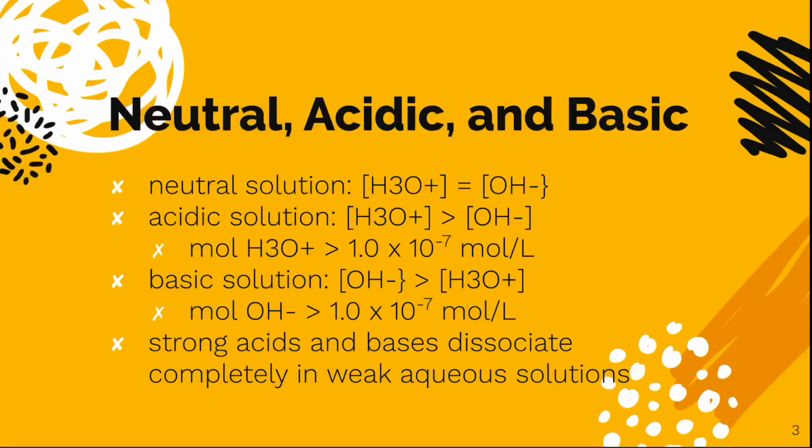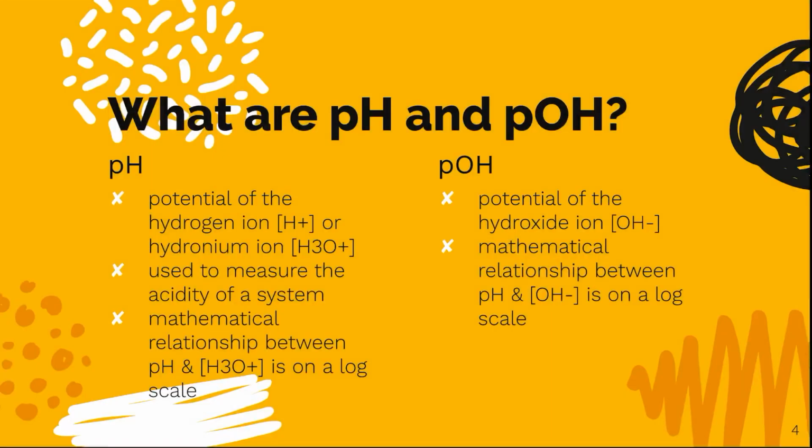Strong acids and bases dissociate completely in aqueous solutions. Now for the important question: what are pH and pOH? pH is the potential of the hydrogen ion, H+, or hydronium ion, H3O+. pH is used to measure the acidity of a system, and the mathematical relationship between pH and the concentration of H3O+ is on a log scale. pOH is the potential of the hydroxide ion, OH-, and this is also represented on a log scale, and we'll get into what that means in a little bit.